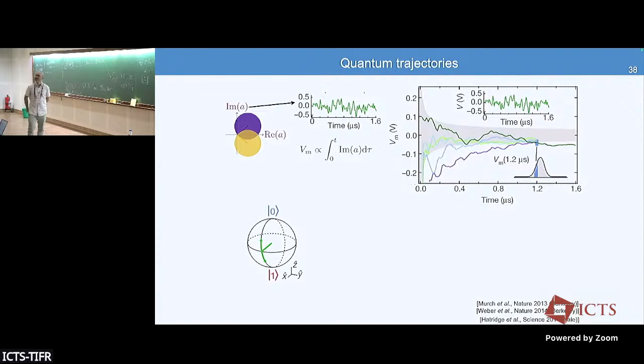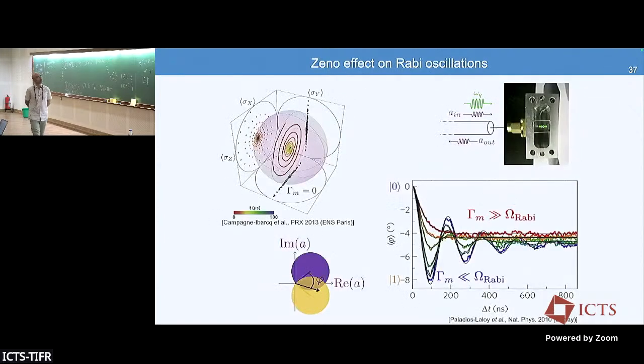Yes, question? I have a question on the Zeno effect. Why isn't it stuck in 0 or 1, the values corresponding to 0 and 1, because you are measuring sigma z, right? Yes, we are measuring sigma z. So what Zeno does is forbidding a unitary evolution that is slower than the measurement rate.